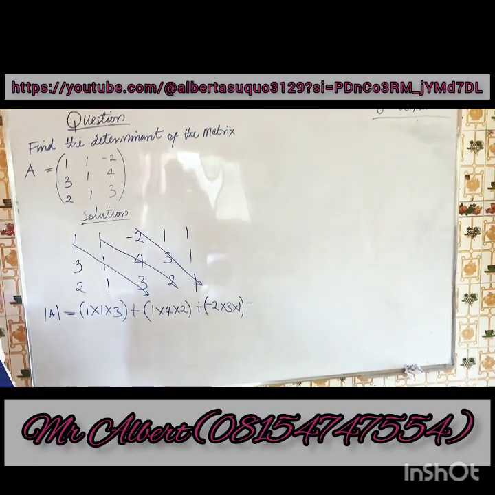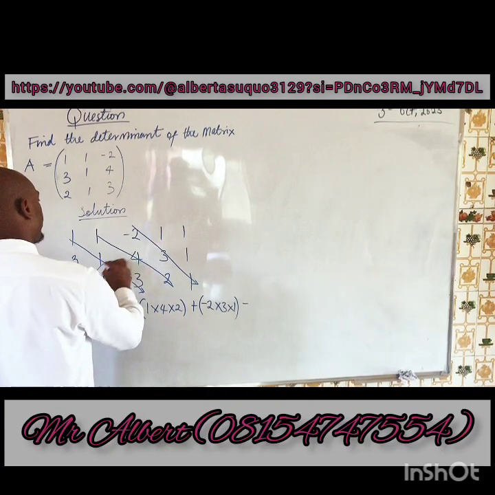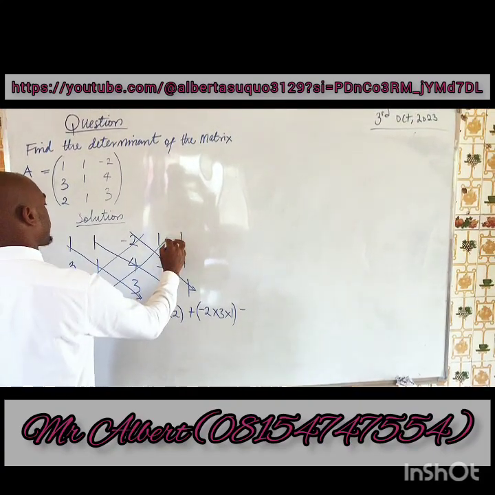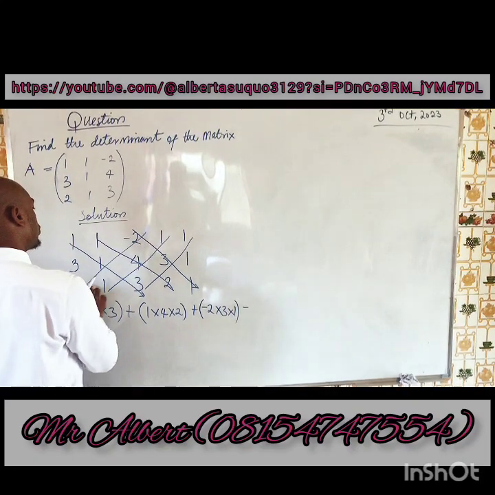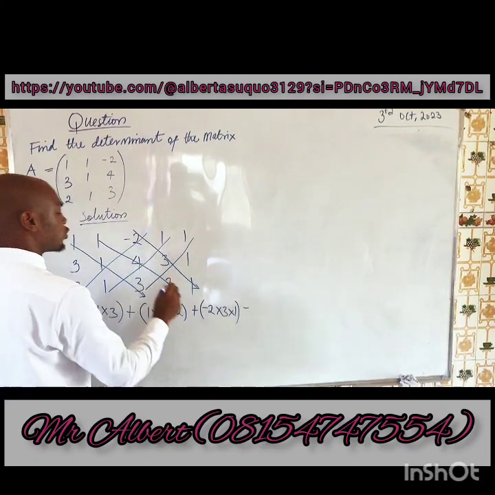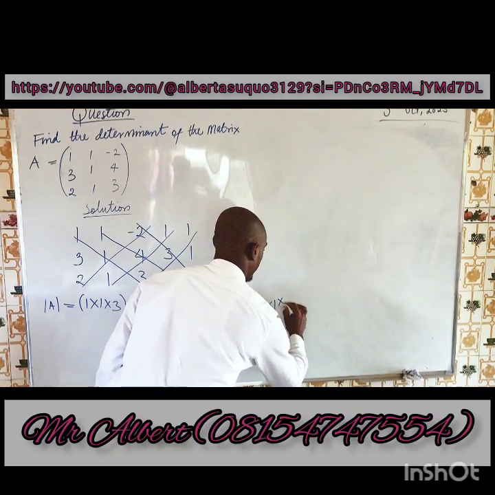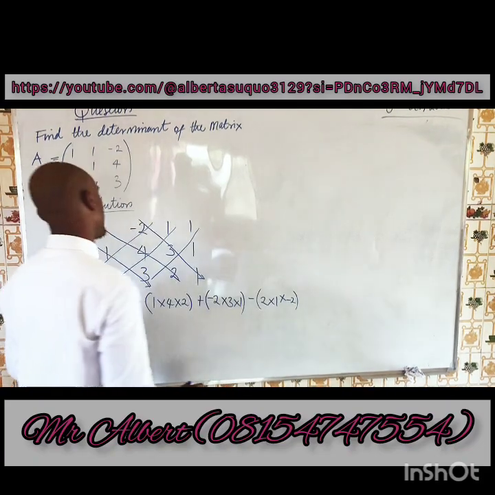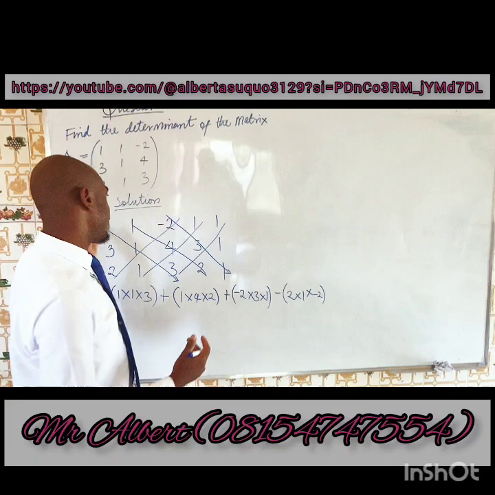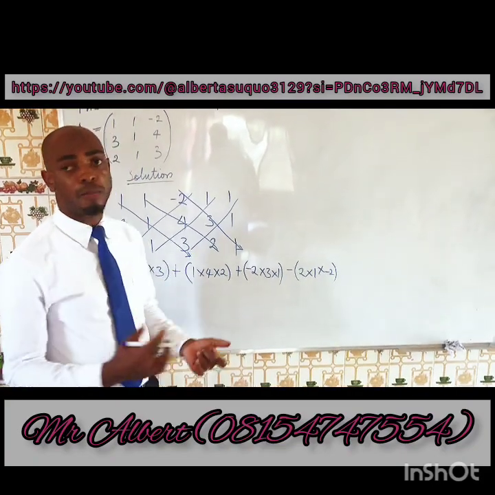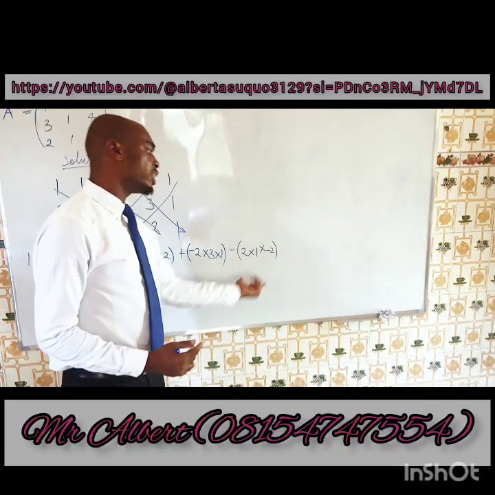Now we are done with the first part. What we do, we repeat the same process by taking this arrow and this. So what we have here is 2 times 1 times minus 2. Have you seen the difference between the two arrows? It shows direction. The first one we use positive sign or plus sign, while the second one we use the negative sign to connect the product.